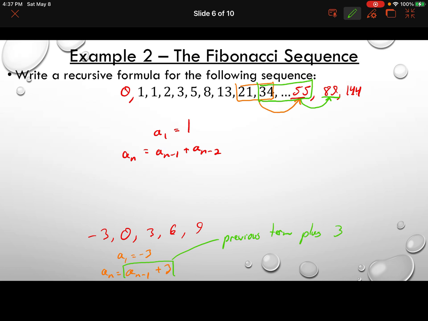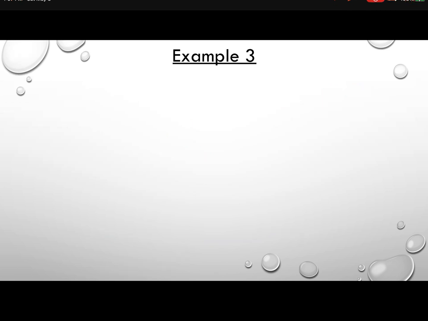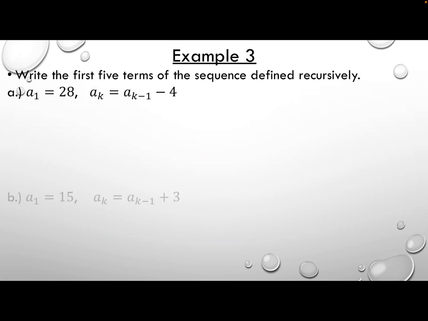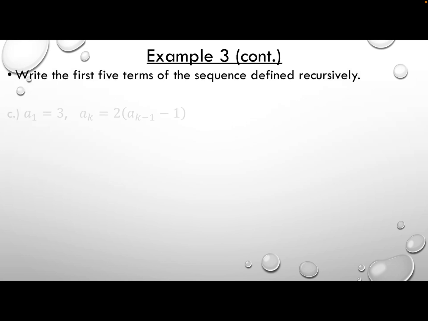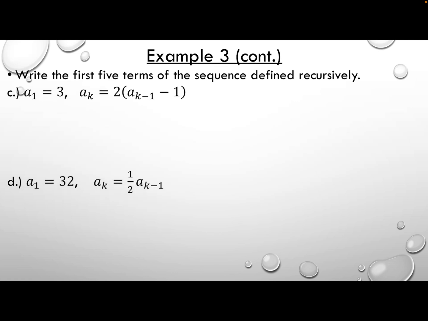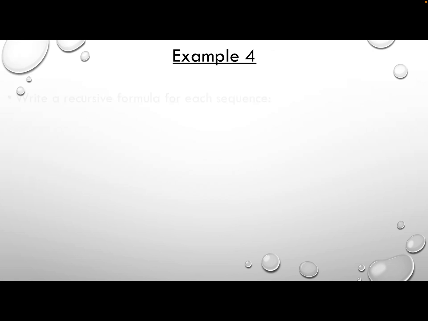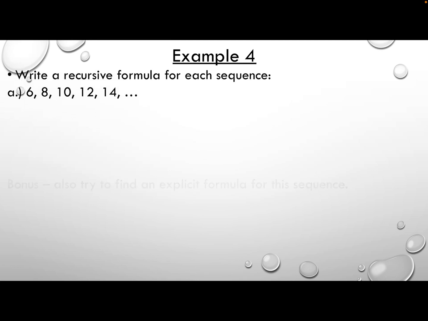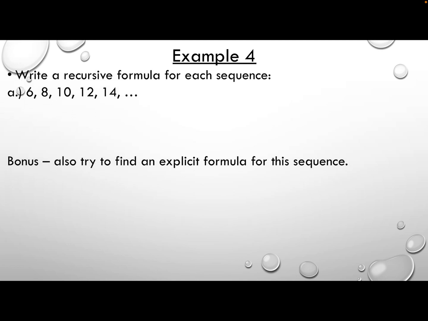All right, so the rest of the problems are on your own. Just writing the first 5 terms, so you literally just follow it like I did in the previous one. Same thing goes with C and D. Just make sure you write out all the work so that it's clear exactly what's happening. And then finally at the end here, you have a sequence that you want to try to write a recursive formula for, like we did in that last problem.